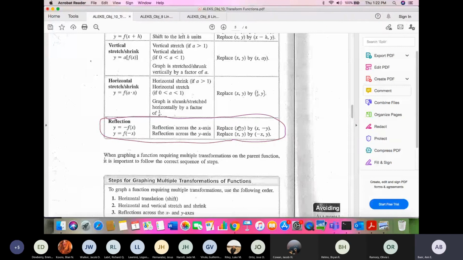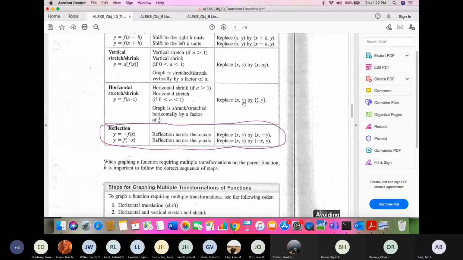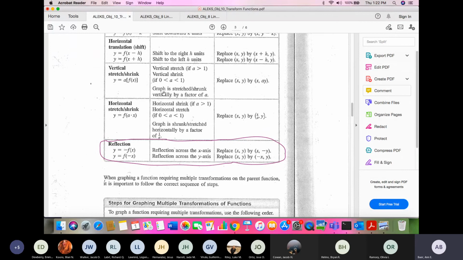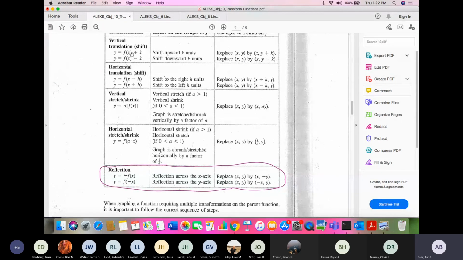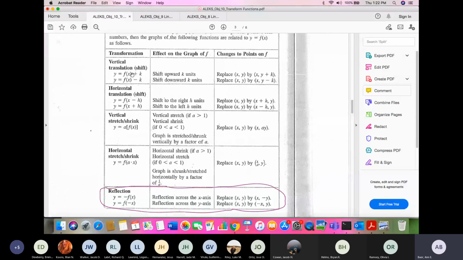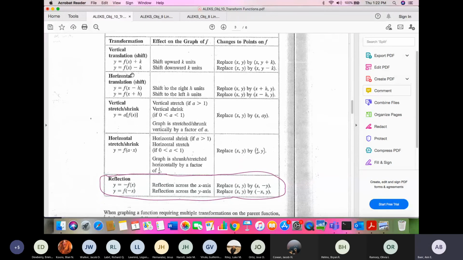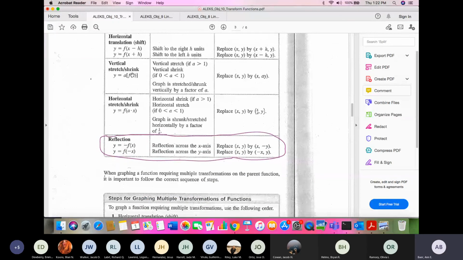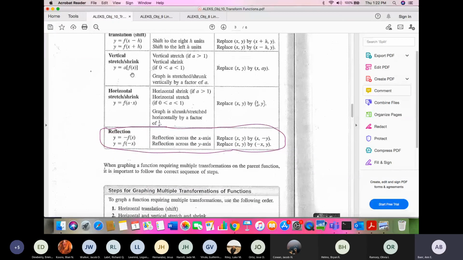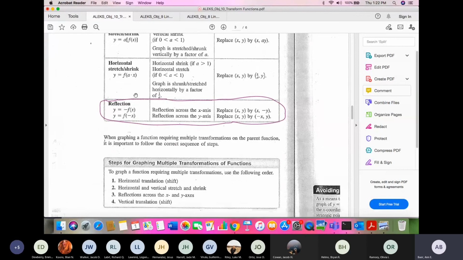You're welcome to copy this down. This is really the only one of these we're using. In a sense, we're not doing vertical stretches or shrinks or horizontal stretches or shrinks. We did the vertical and horizontal translation, though. We just did those. So you're welcome to copy that down. If you need more time, please let me know.